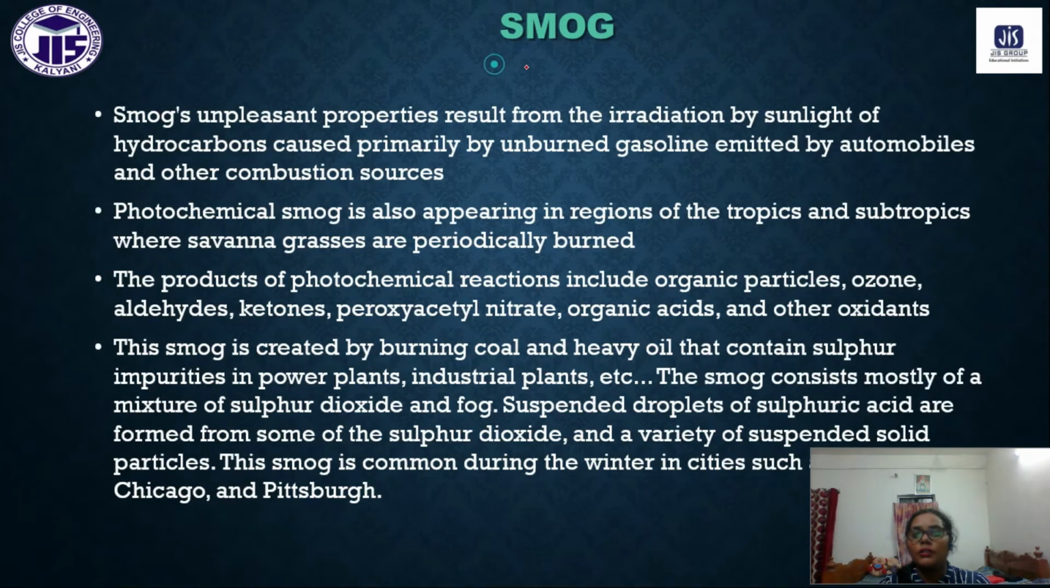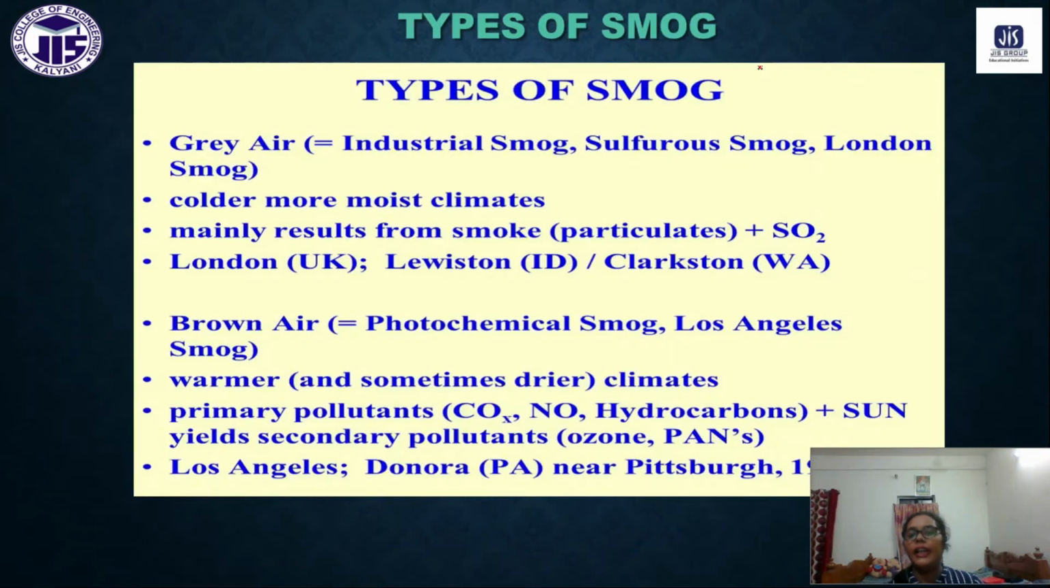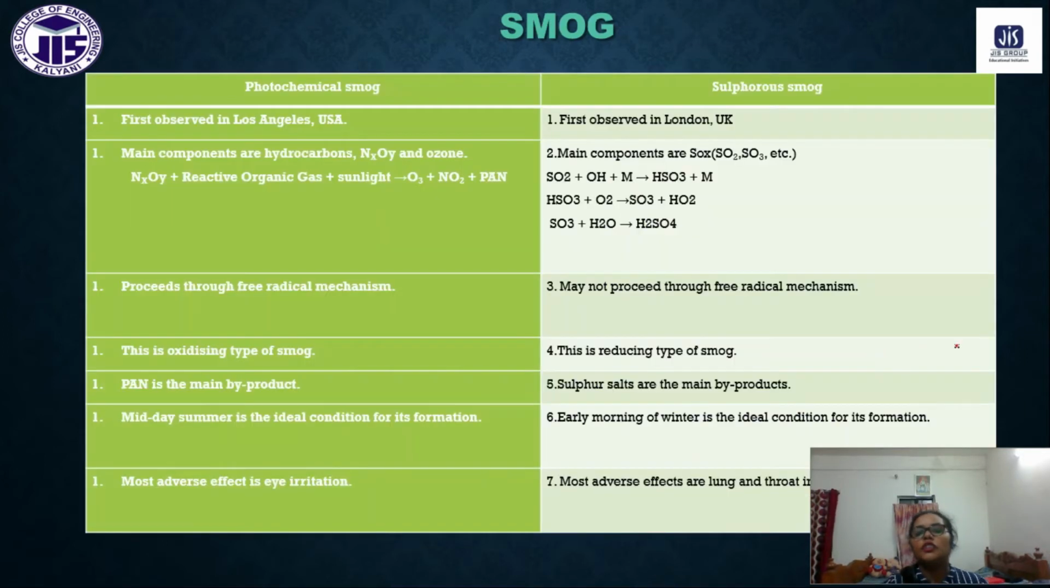Okay, so what is smog? Actually, smoke and fog attached with each other at a time are called smog. There are two types of smog generally. One is industrial, sulfurous or London smog, and another one is photochemical smog or Los Angeles smog. Okay, so these are some of the differences between photochemical smog and sulfurous smog. Generally, in photochemical smog, PAN is the main reagent. This is the harmful reagent, and for sulfurous smog, generally sulfur dioxide is the main reagent.